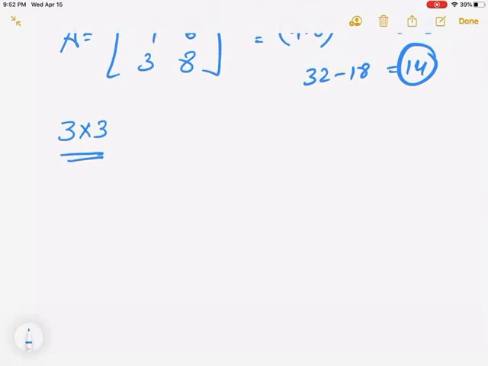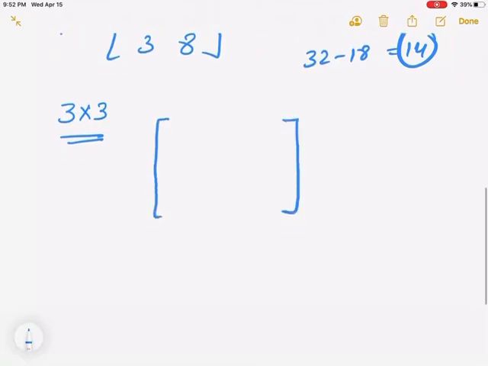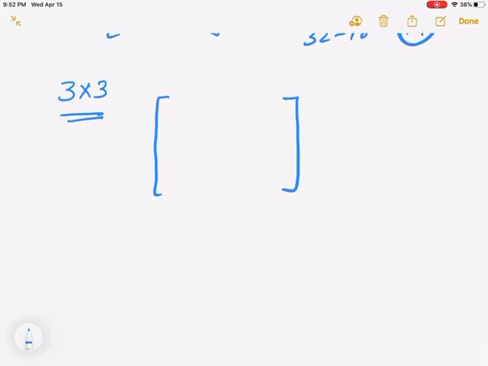So how do we do this? How about if I just write numbers instead of variables? It would be easier. So let's say my matrix A is 6, 1, 1, 4, negative 2, 5, 2, 8, and 7.